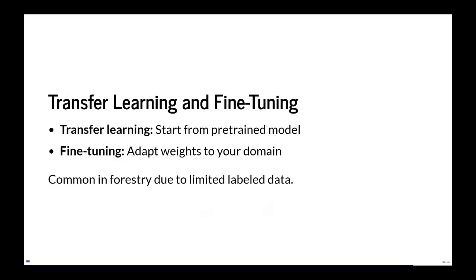We also have this thing called transfer learning and fine-tuning, which is very common within forestry due to the limited data that we have. Transfer learning starts from a pre-trained model and we apply that to our specific use case. We have an area that has this same type of species, we train a model on that, and we apply it to another area which has the same species. If we want to introduce more species or different species into our model, we can use what's called fine-tuning to adapt the different weights that we see within our network to apply to these different species.